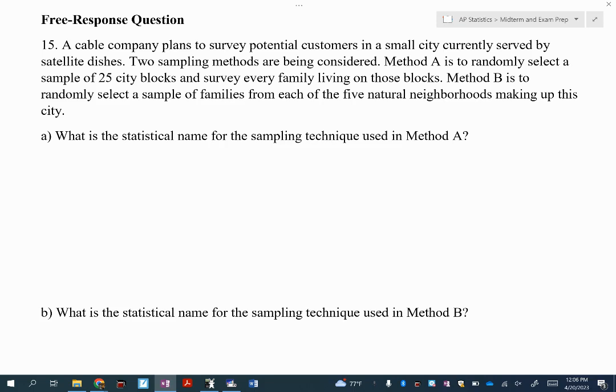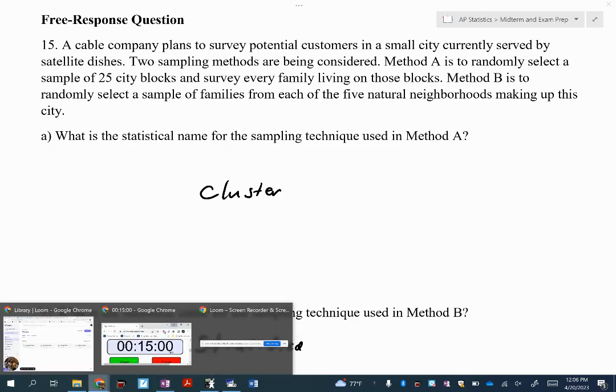Anyone want to offer an answer? Which one? A is cluster. I agree. The key phrase in there says they're going to go to a random sample of 25 city blocks and go to every single family living on those blocks. That's cluster. What about B? Stratified. You're right. It's a little bit of each of the 5 natural neighborhoods. All right, that is it, guys.